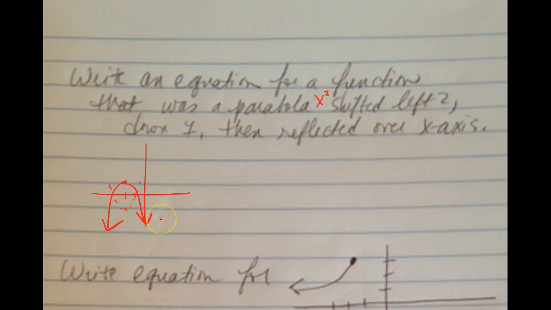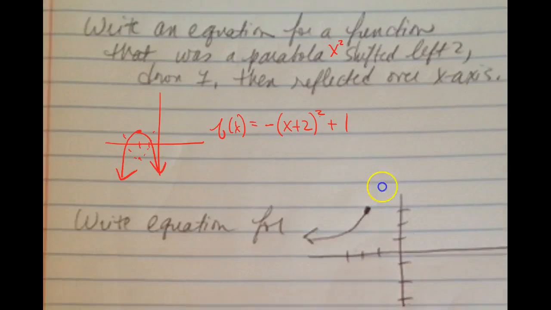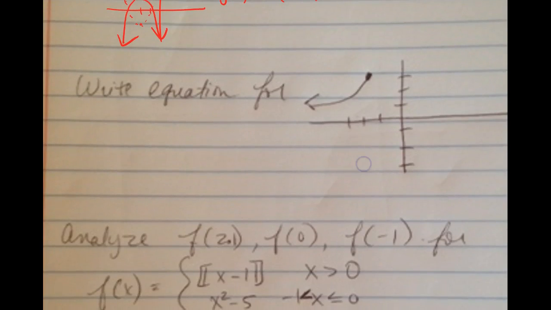Once I have the final picture of what they want, now I'm going to write the equation, okay? Well, if it's reflected, it needs a negative, right? If it is moved to the left 2, it needs a plus 2. And my parent was x squared, so I better have that squared right there. And then the vertex of this is shifted up 1. So it looks like this. Okay, now write the equation for this fella.